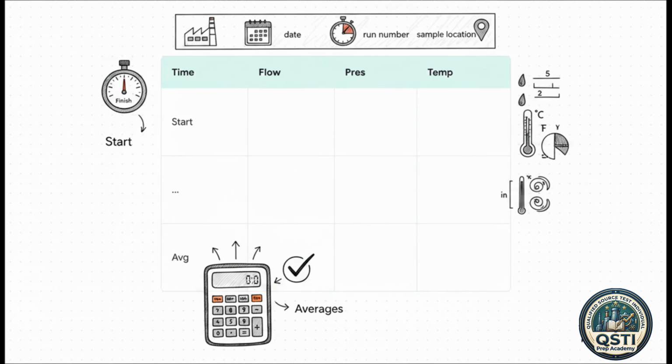At the top, you track the plant, date, run number, and sample location. You log barometric pressure at the beginning and the end. Then, row by row, systematically, you document the time, flow rate reading, static pressure, and temperature in both Celsius or Fahrenheit, plus its absolute equivalent in Kelvin or Rankine. At the very bottom, you crunch the averages. Honestly, keeping this data rigorously organized is just as important as the physical measurements themselves.